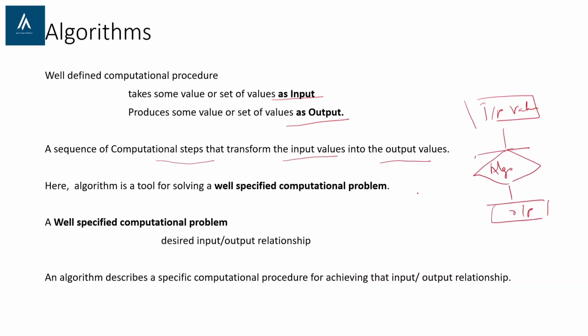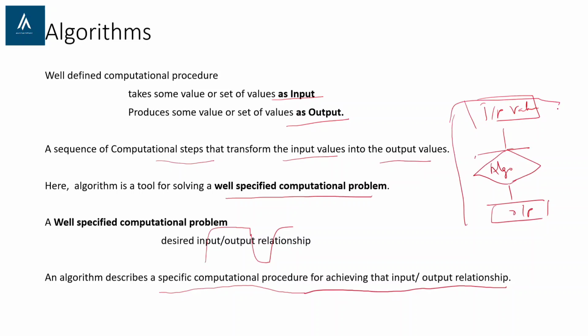Here, an algorithm always goes for a well-specified problem. What exactly is a well-specified computational problem? It has an already defined relationship between the input and the output. Clear? The algorithm's task is to describe a specific computational procedure to achieve this input-output relationship, just to convert the input into the output. So this is the overall sequence of computational steps to perform that.